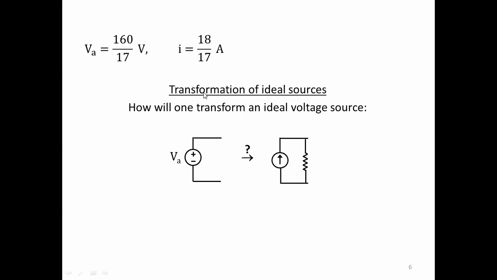Okay, here is a question. So we said a voltage source in series with a resistance can be transformed into a current source in parallel with the same resistance. How about transforming an ideal voltage source? What do you think? How will you transform an ideal voltage source to a current source? Think about this. Pause the video again and think about how you will convert an ideal voltage source to a current source in parallel with a resistor.